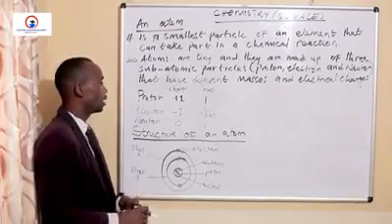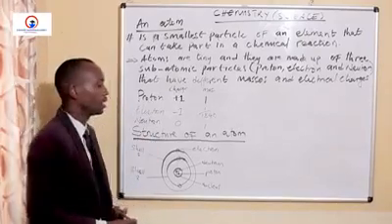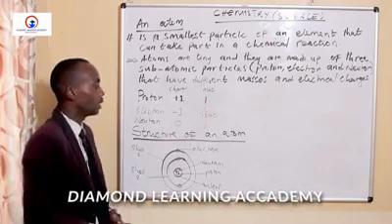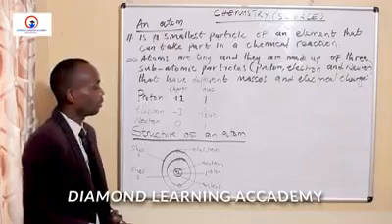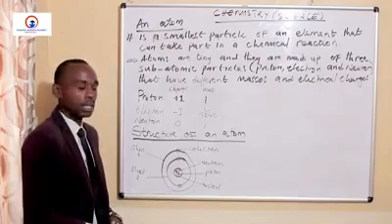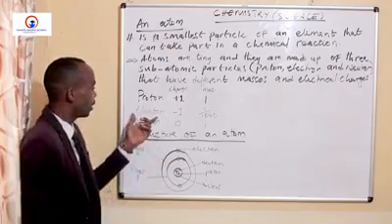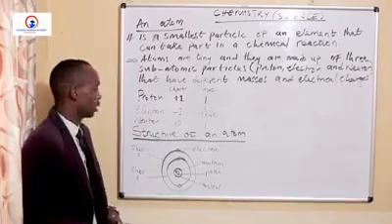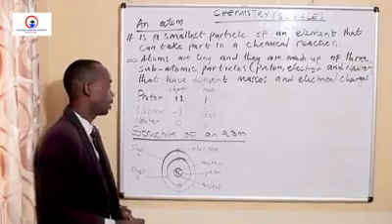Now, when we come to an electron, the charge of an electron is negative. Also, when you come to the mass of an electron, it is 1/840. Now, the location of an electron is found in the shells or the energy levels. Therefore, that is the location of an electron.